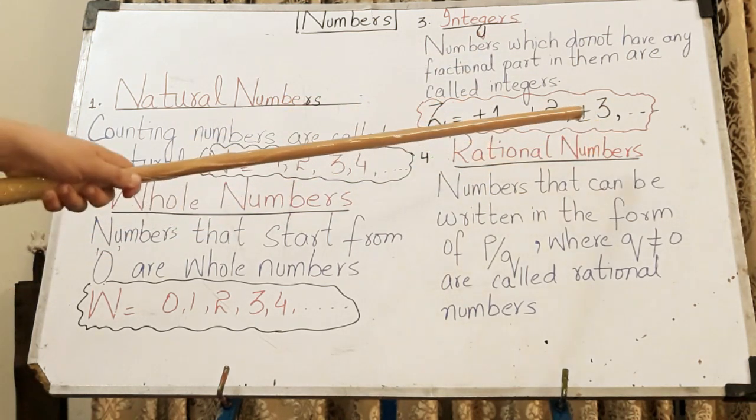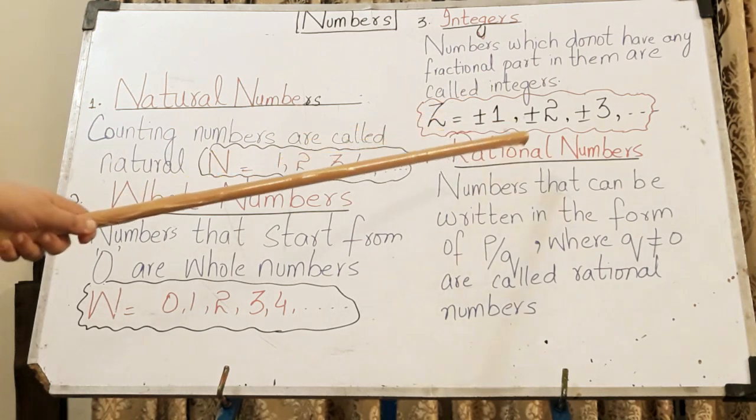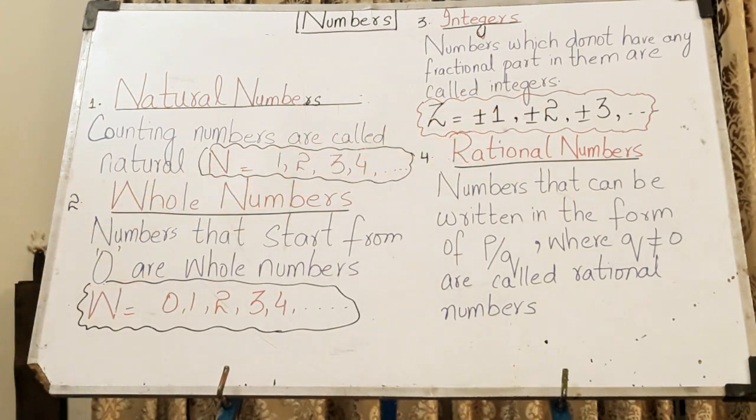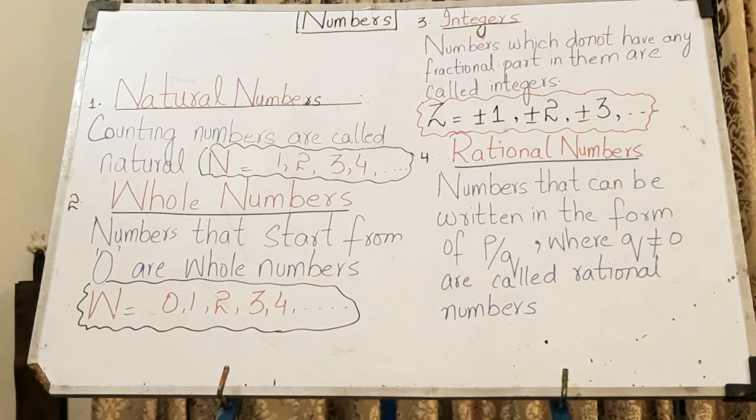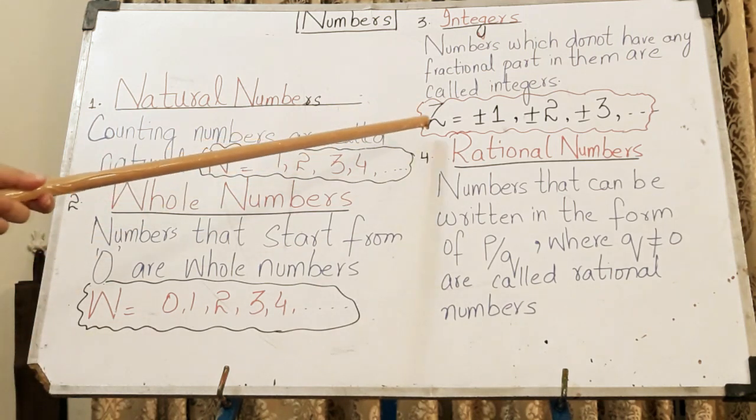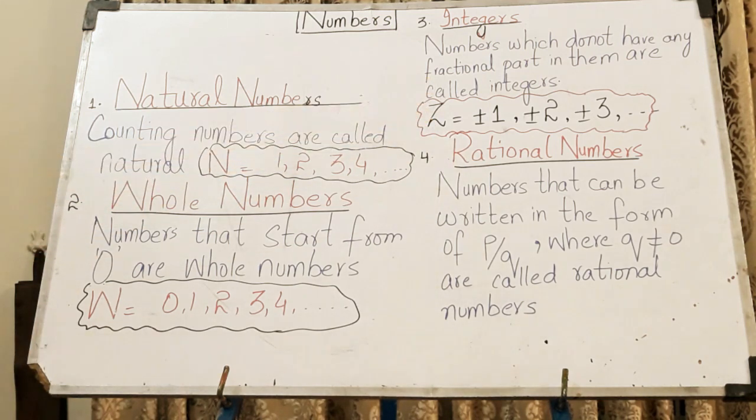I have written them combinedly as plus minus 1, plus minus 2, plus minus 3. You can write them individually as plus 1, plus 2, plus 3 and minus 1, minus 2, minus 3. So this is all about integers. Alphabetically they are represented by the letter Z, as written on the board.